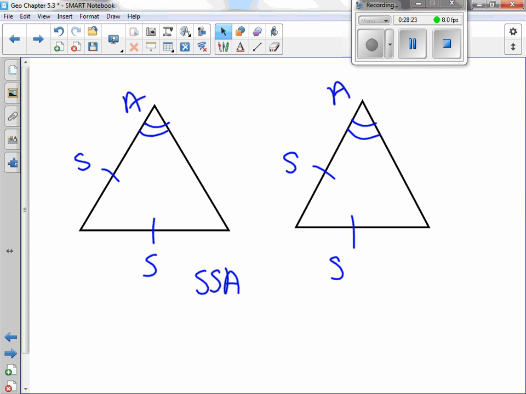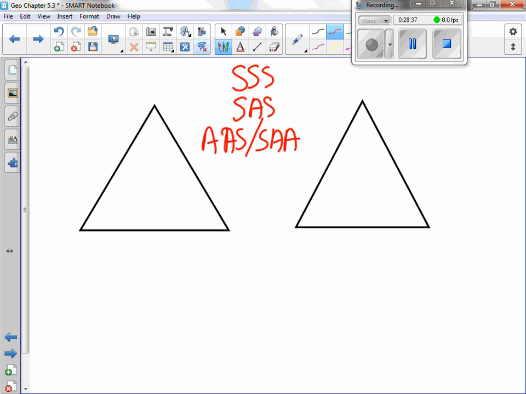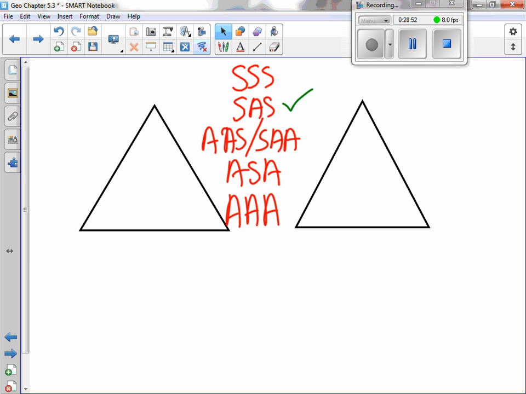No. No, because again, when I wrote all of them out, our different ones that we have: side, side, side; side, angle, side; angle, angle, side; or side, angle, angle; angle, side, angle; and angle, angle, angle. And so far out of all of these, we've really just shown or seen that side, angle, side works, yes? Now at the beginning of this lesson, I said these are all the possible ones that we can have. Possible. Not all of these will work. Questions on this here?